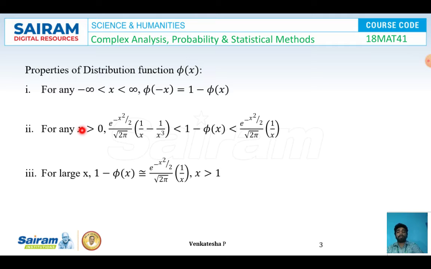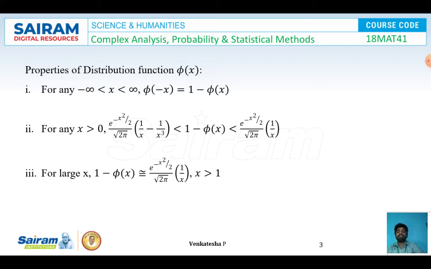For the second property, for any x greater than 0, e^(-x²/2)/√(2π) × (1/x - 1/x³) < 1 - Φ(x) < e^(-x²/2)/√(2π) × (1/x).